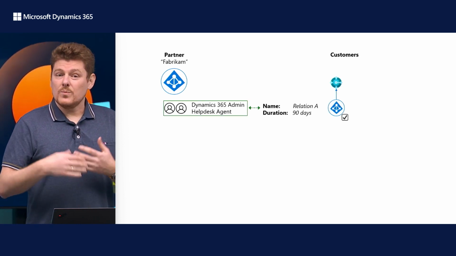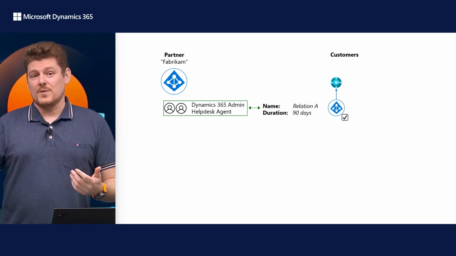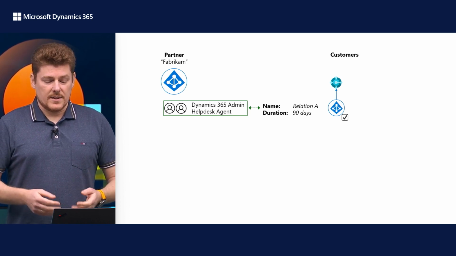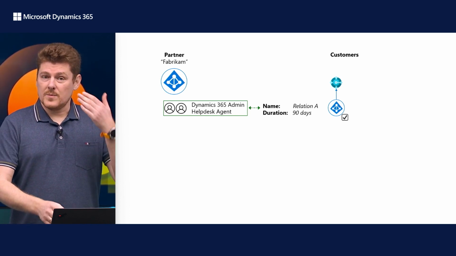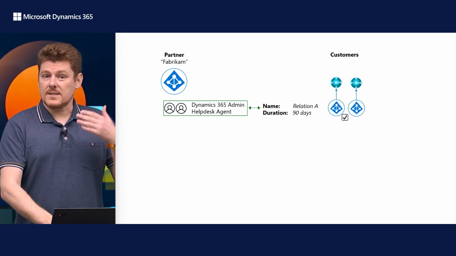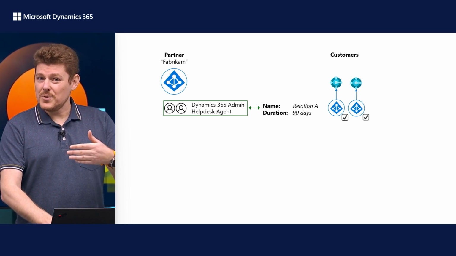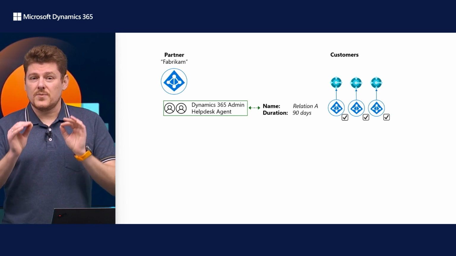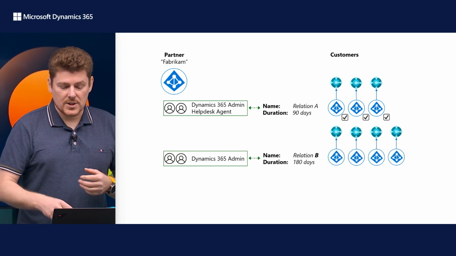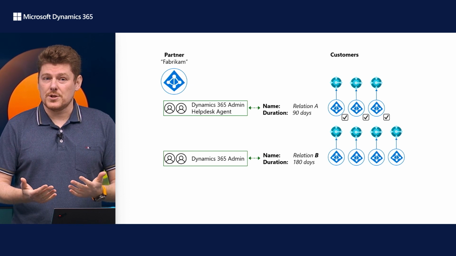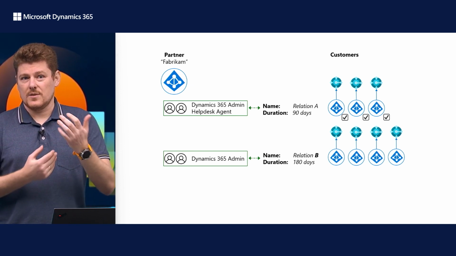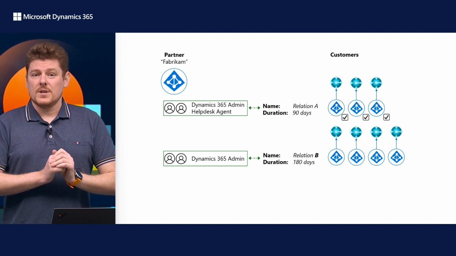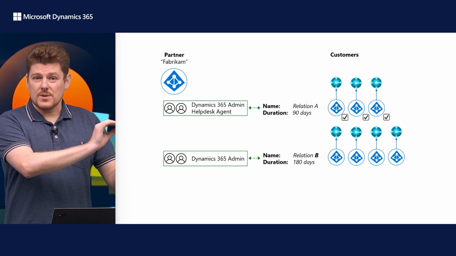All right, so by the way, this process can scale over and over, so the partner can create this relationship, in my case, relationship A, and they can send it to one customer, and the customer would approve that relationship. Then the partner can send it to another customer, and another customer approves that, and so on and so on. Then the partner may decide to choose a different flavor of the relationship. Let's just say that they create a longer relationship for 180 days instead of just 90 days. And they decide to associate a different Azure Active Directory group with different users to these customers.